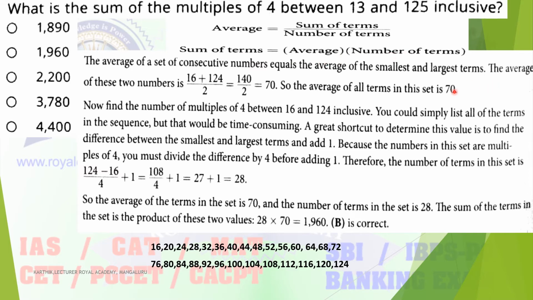Average is how much? 70. Number of terms is how much? 28. Multiply, so 28 into 70 is 1960, that is the sum of these numbers. I hope all of you understood. So which option is correct? Option B is the correct answer for this question.